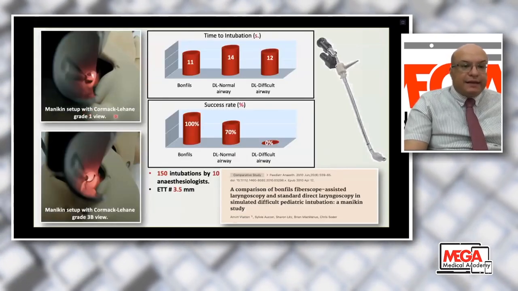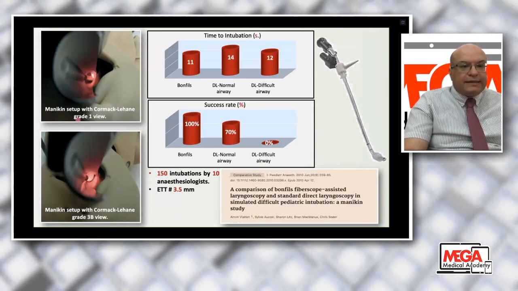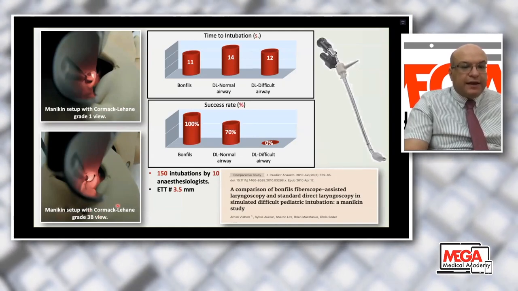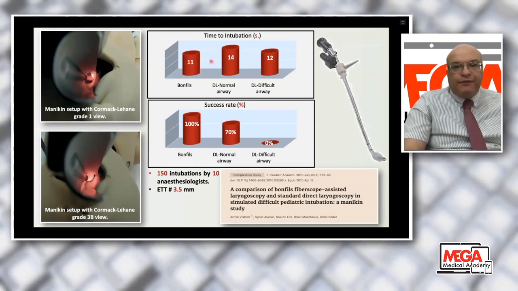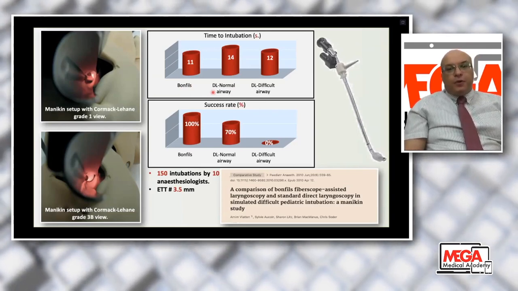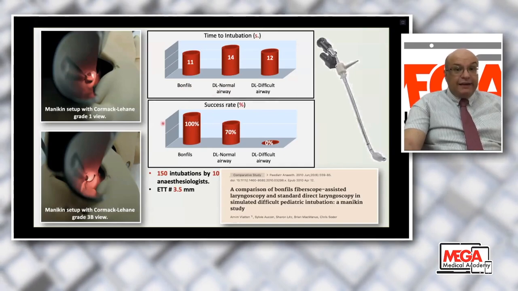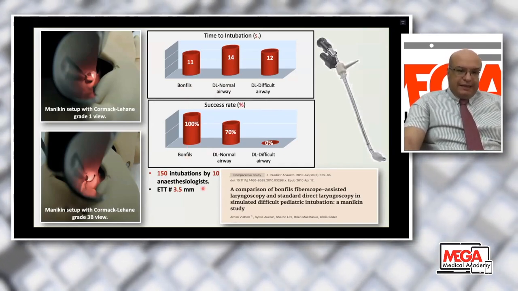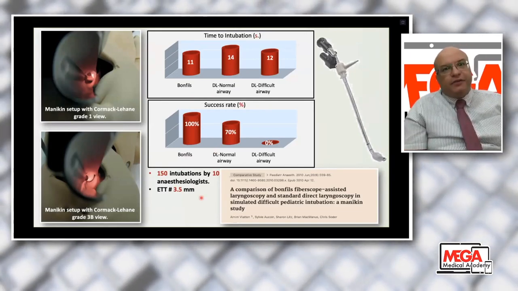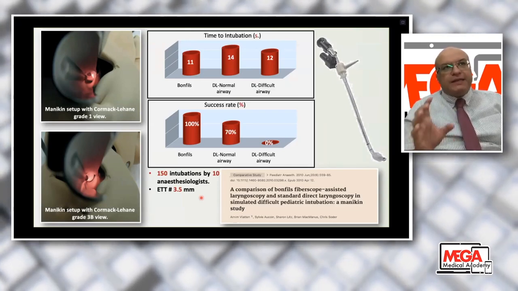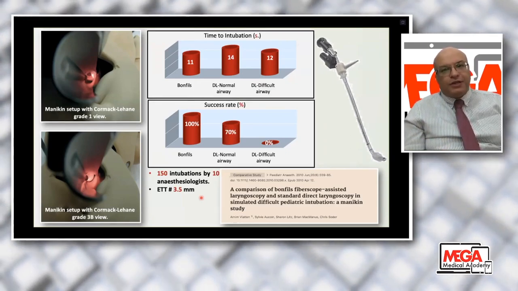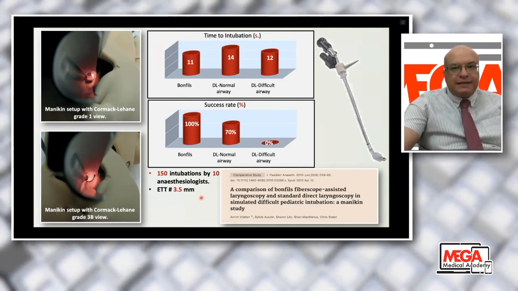Also, this is another mannequin study. You can see here a mannequin study in two scenarios, an easy scenario and a difficult airway scenario, with increasing the Cormack-Lehane grade to 3B. You can see Bonfils has comparable time to intubation with direct laryngoscopy during normal and simulated difficult airway. However, success rate is 100% with Bonfils. This study included 150 intubations by 10 anesthesiologists using a tube size 3.5. You have to put in your mind the size of the tube is one of the most important independent factors which can determine the success rate for intubation. The smaller the size of the tube, the higher the success rate.